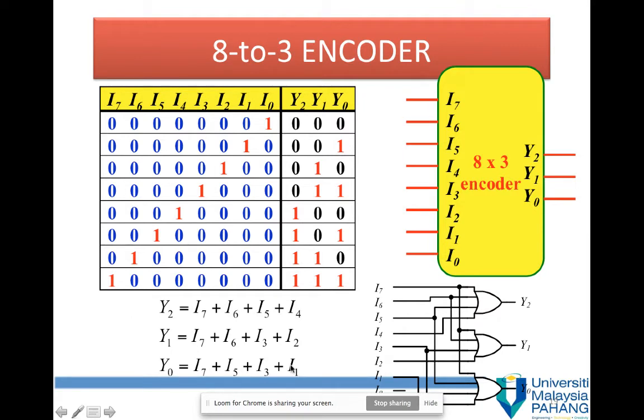This is the equation of the output from the encoder, which you can get from the truth table. From here, you can construct the combinational logic circuit, the logic gates of the encoder.